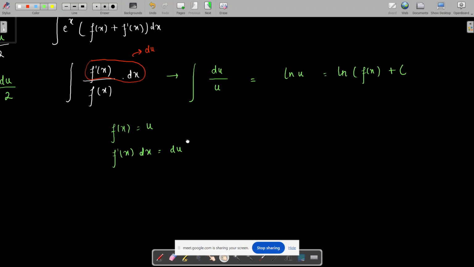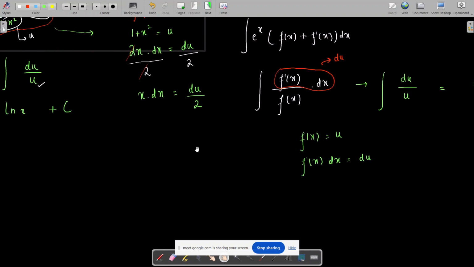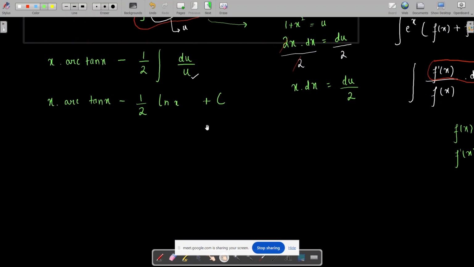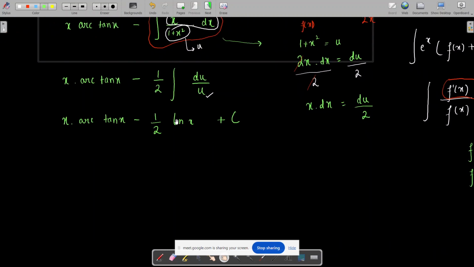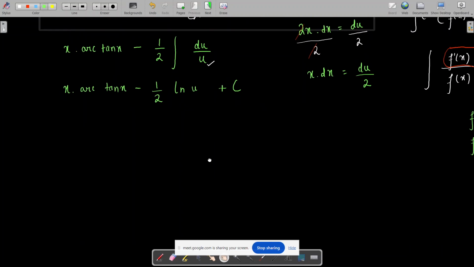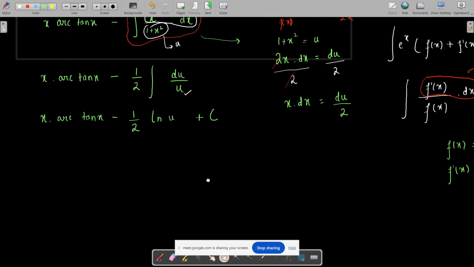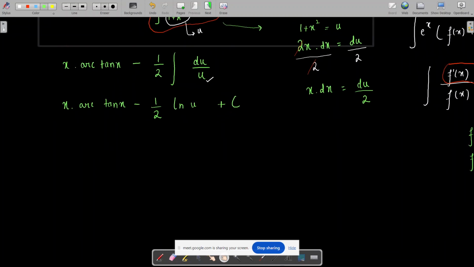Okay. So let's come back here. This is not ln x, this is ln u. And in the next step we will put the value. Wait, one part. Where did the 1/2 come from? Oh, is it the du over u and then you move the 1/2 out? Yeah. Okay.